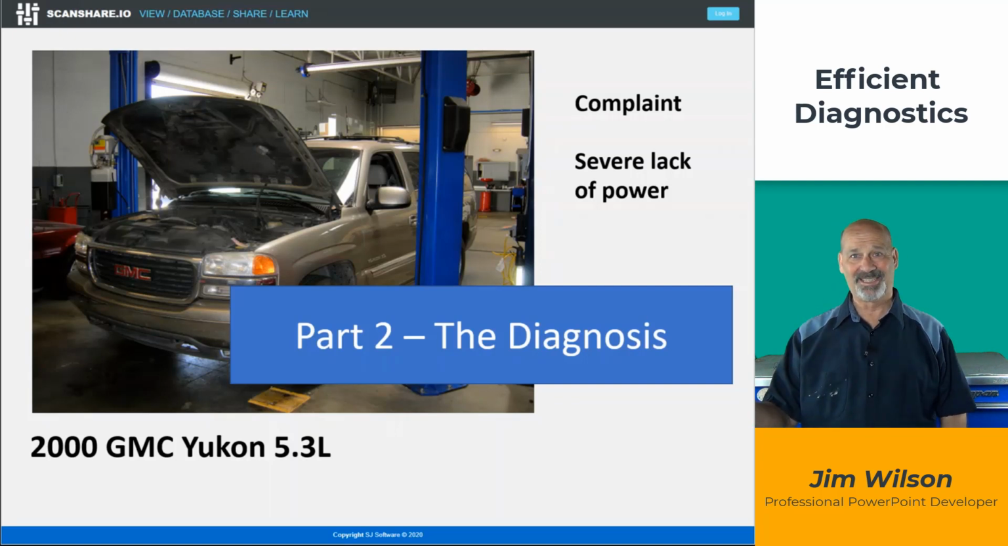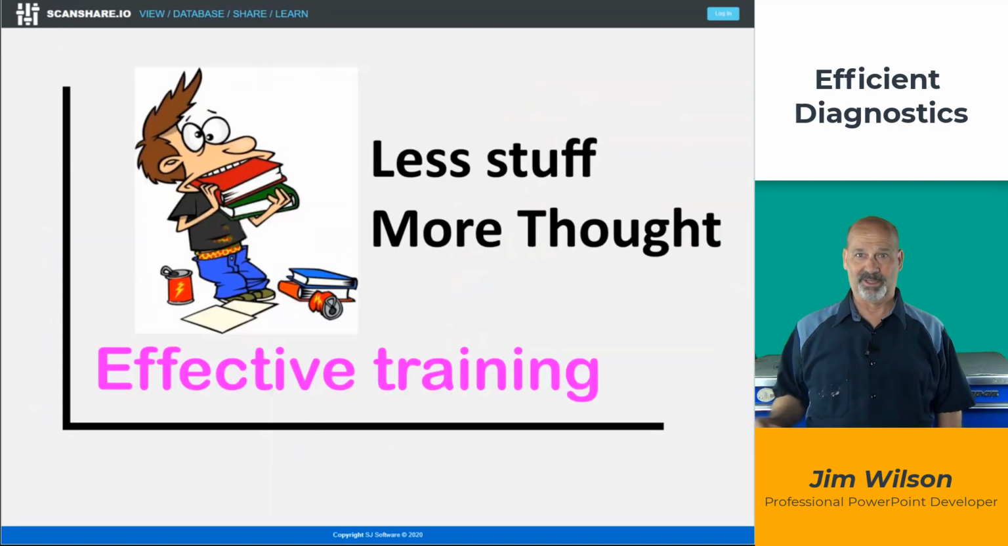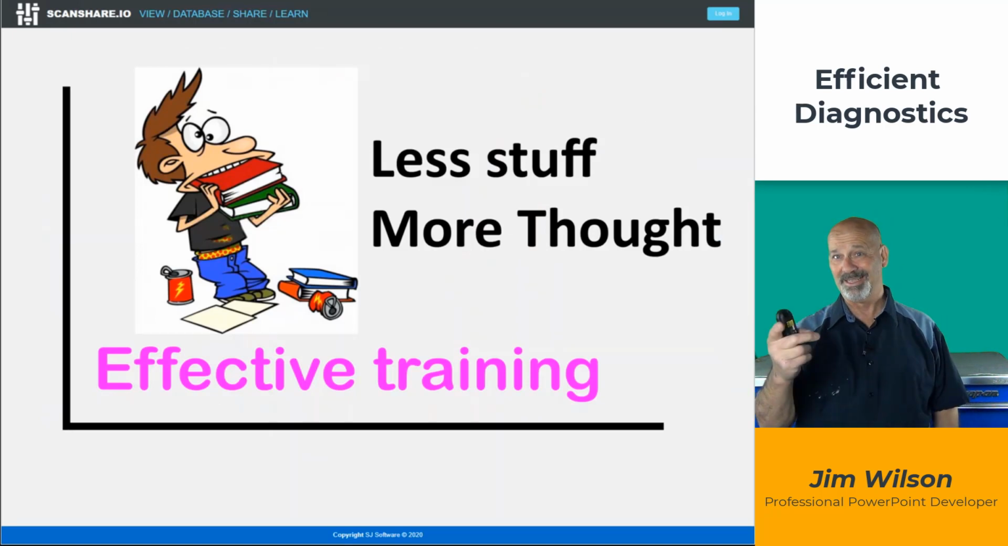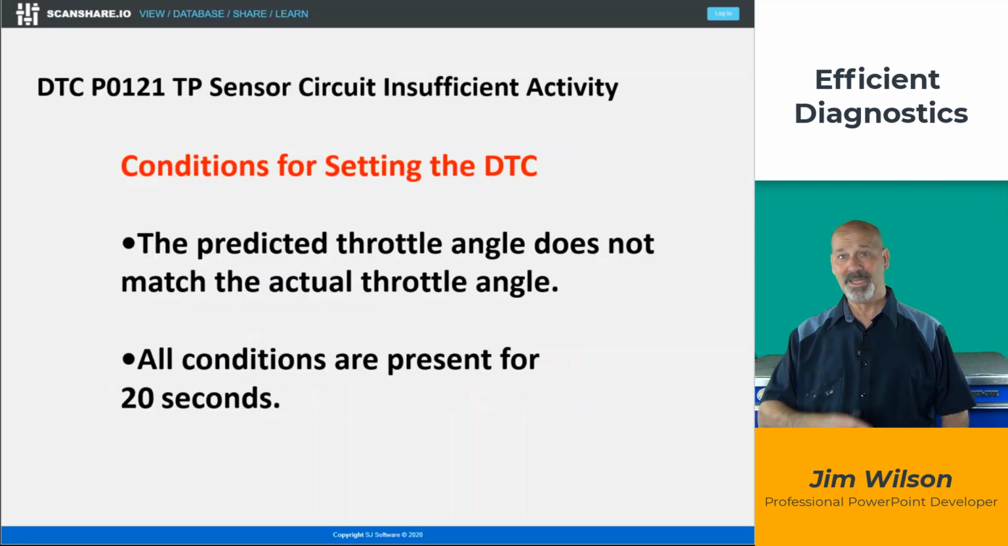And again, this is a case study I presented 15, I don't know, maybe 20 years ago. There's nothing new and earth-shattering about this, what I'm going to show you, but it's missed by a whole lot of people. And this is my little advertisement here. Less stuff, more thought equals effective training. Something that educators have been saying for a long, long time, despite many of them ignoring it completely.